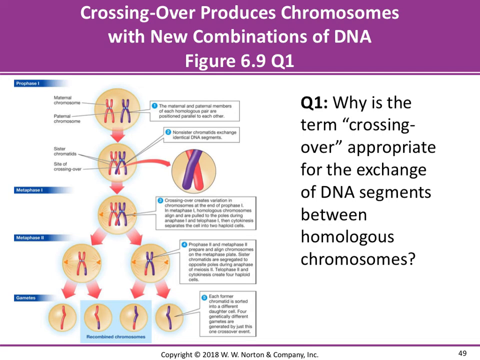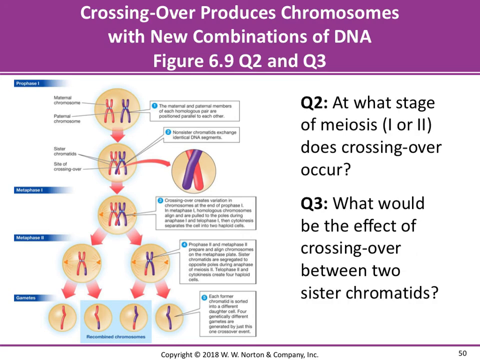Why is the term crossing over appropriate for the exchange of DNA segments between homologous chromosomes? It happens in metaphase, where the arms of the homologous chromosomes, in other words, the chromatids, cross each other and then exchange genetic information. At what stage of meiosis 1 or 2 does crossing over occur? Meiosis 1. What would be the effect of crossing over between two sister chromatids? They would become more diverse.